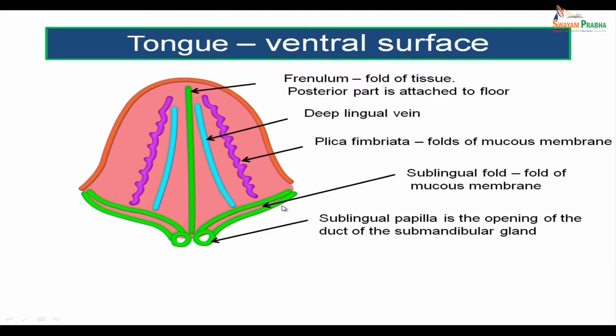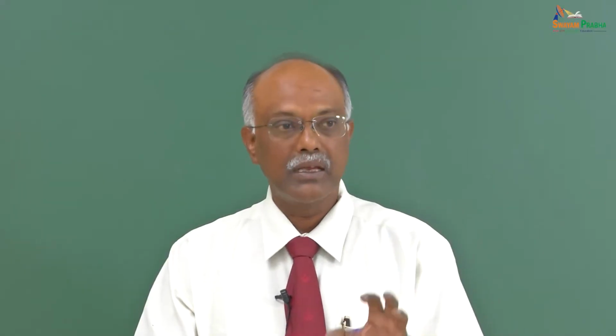Wharton's duct. So, the submandibular duct is also called the Wharton's duct. Remember the sublingual fold, a fold of mucous membrane which is present over the submandibular duct, and the sublingual papilla are two small openings on either side of the midline at the posterior part of the ventral surface. The sublingual papilla is the opening of the duct of the submandibular gland. Please remember that the sublingual papilla is the opening of the submandibular ducts, and where do the sublingual glands open?